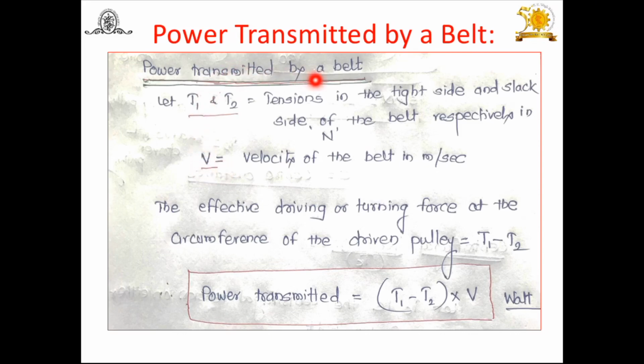To find out the power transmitting capacity of the belt, the effective driving or turning force at the circumference of the driven pulley is equal to T1 minus T2. Tight side tension is always more than the slack side tension. This is the effective driving force, and which is multiplied by V gives the power transmitted by a belt. You should remember this term. Power transmitted by the belt is equal to (T1 minus T2) into V, or F into V. F is the effective driving or turning force.